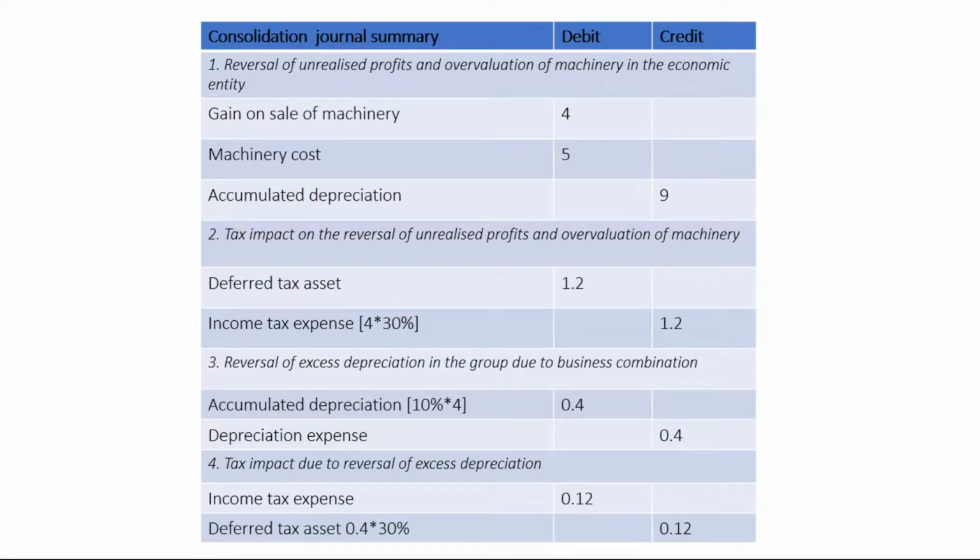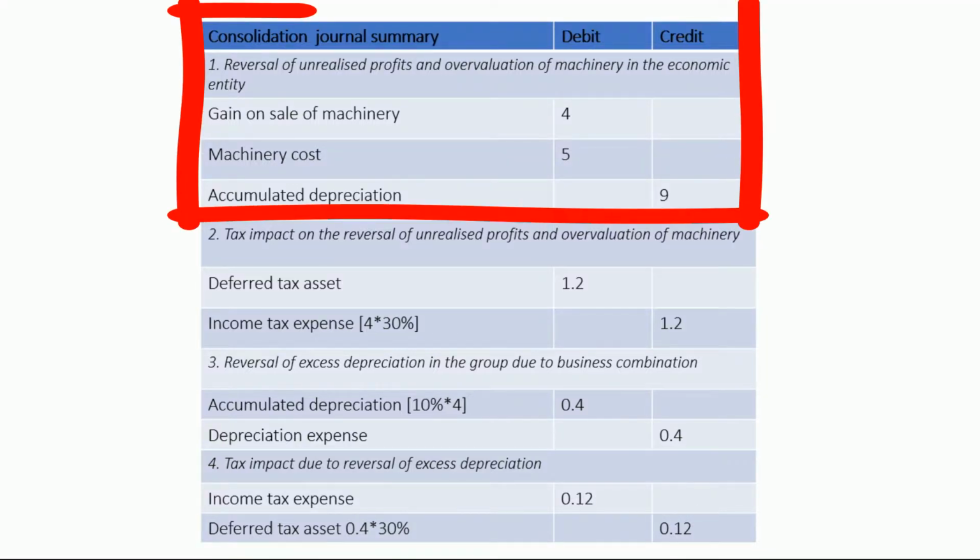As a consolidation journal entry, we need to reverse this entry, and when we reverse this entry, we debit the gain, which is otherwise a credit, and then we have to reinstate the machinery cost. The carrying value of the purchase price of the machinery is 20 million, but the cost of the machinery was 25 million.